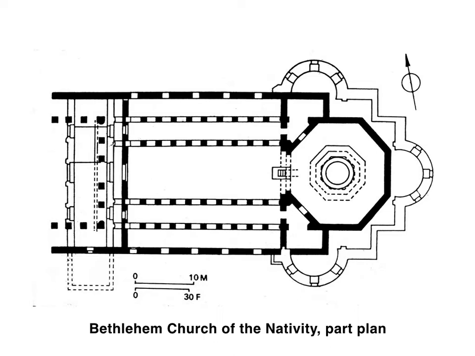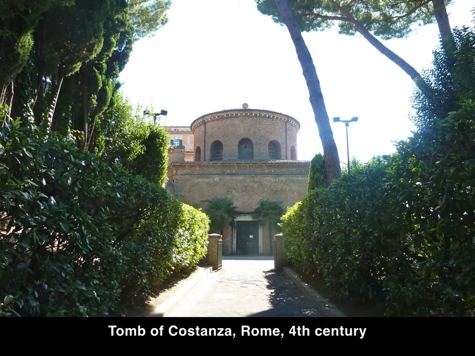As well as opening down into the ground, a circular opening is cut into the ceiling above, giving the octagonal space a vertical orientation. In the Christian phase of the Roman Empire, centralised structures like the Bethlehem octagon were often used to memorialise important persons and events.